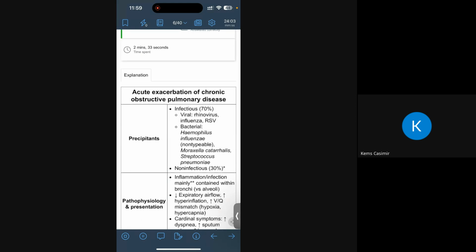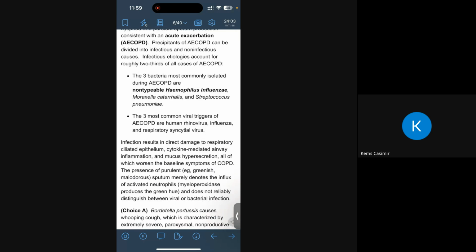Infections are the most common cause of the exacerbation of COPD, usually 70% of the time. 30% can be due to non-infectious causes. In the infections, that can be due to viruses as well as bacteria. In viruses, there are 3 viruses: influenza, rhinovirus, and RSV. Okay.